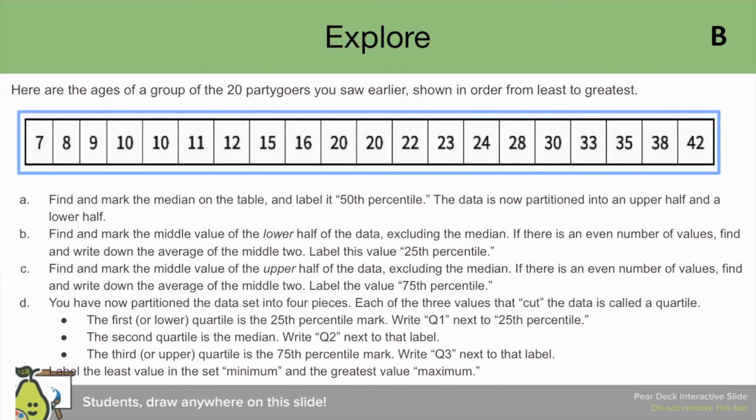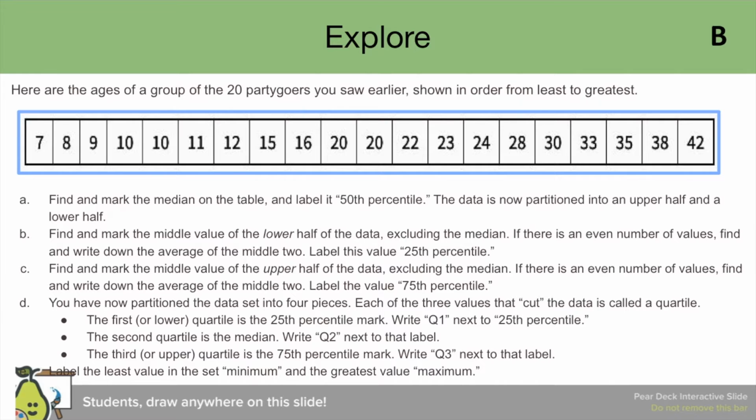For the Explore, students are provided the ages of a group of the 20 partygoers that they saw in the earlier slide, shown in order from least to greatest. To support students with disabilities, pair up students with their previously identified peer tutors. Additionally, to support executive functioning issues, you want to add quartile to the classroom vocabulary anchor chart.